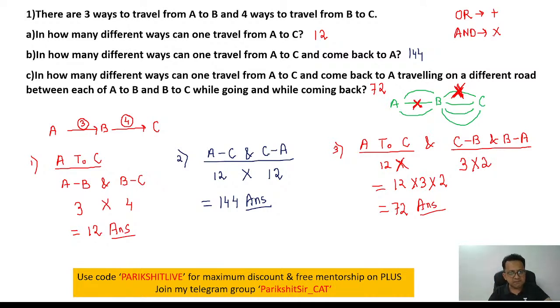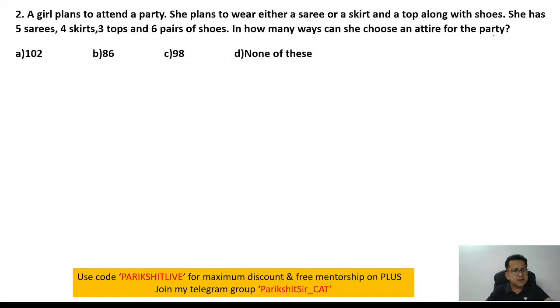Shall we try out one more sum? Let's try out one more sum using this very same simple funda. So remember the learning. What is the concept? The concept is whenever you see the English word 'or', it simply means plus. Whenever you see the English word 'and', it simply means multiplication.